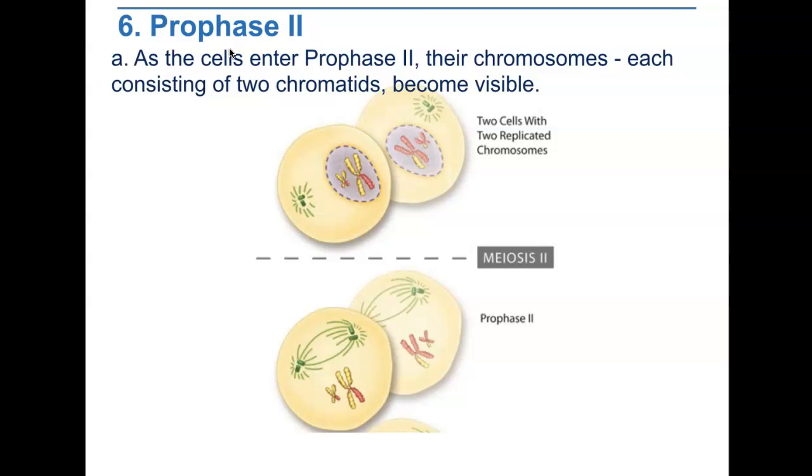The two cells now enter a second meiotic division, called meiosis II. Unlike the first division, neither cell goes through a round of chromosome replication before entering meiosis II. As the cells enter prophase II, their chromosomes, each consisting of two chromatids, become visible. The chromosomes do not pair to form tetrads because the homologous pairs are already separated during meiosis I.